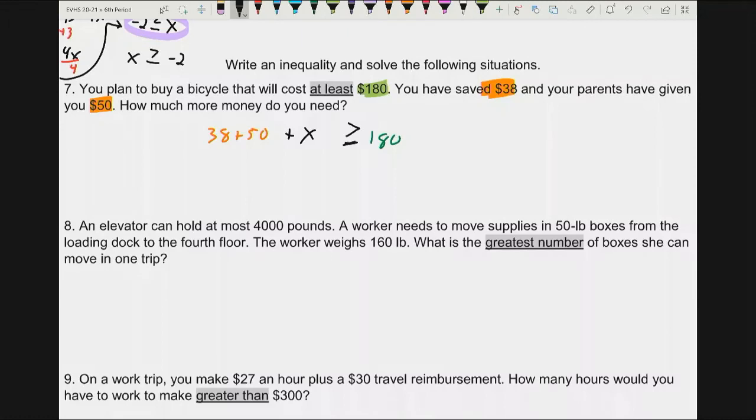Okay, now we're going to solve. Let's combine like terms. 38 plus 50 is 88, plus x is greater than or equal to 180. Subtract off the 88, and I get x is greater than or equal to 180 minus 88, which is 92. So how much more money do you need? At least $92, depending on the cost of the bicycle.